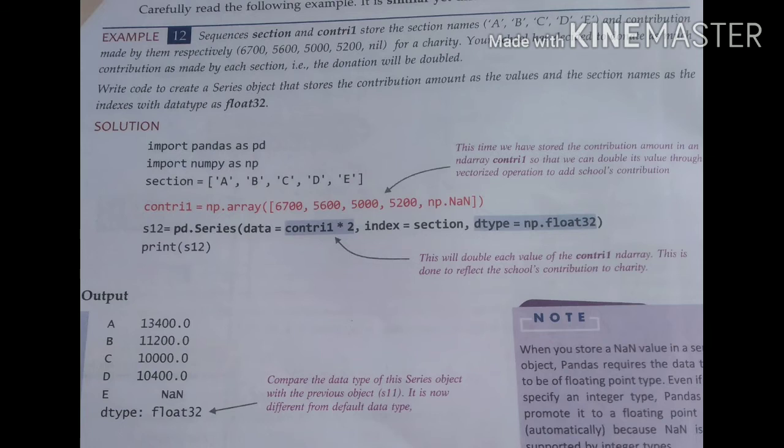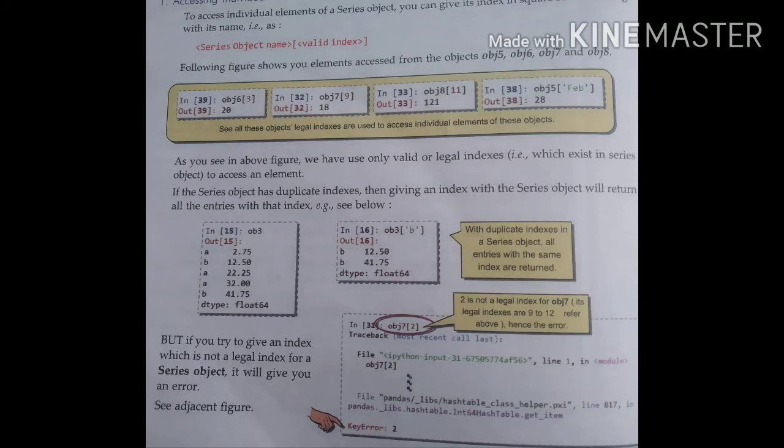Now in the next example also we are giving index in the form of section, which is A, B, C, D, E, and data here we are giving in the form of an array. See the fourth line, control equals np.array, and the different data in that, and the last one is NaN, not a number. Then see the line for creating the series, which is pd.Series, data equals control star 2. So each and every number in the control variable will be multiplied by 2 in the output.